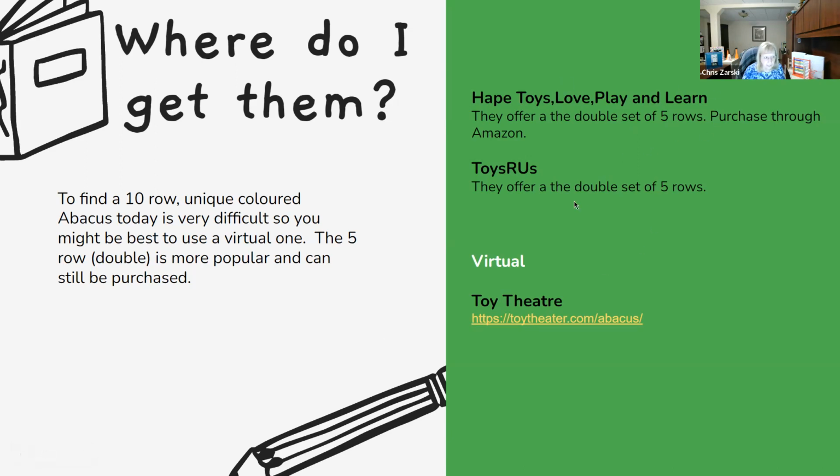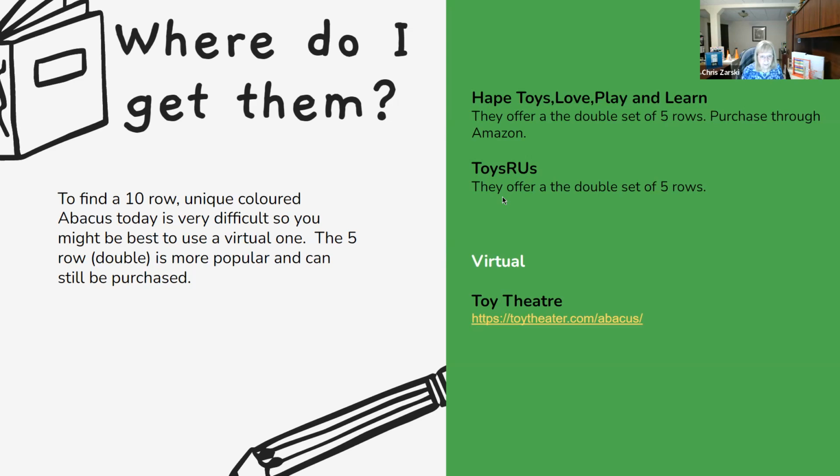I did go through and you can see how our list of places to go for things is really, really slim. Hape Toys Love, Play and Learn, they do have the double set of 5 rows. You can get them on Amazon fairly quickly. But like I said, you can also get them at Toys R Us, and occasionally I have seen them at Walmart, and I can't tell you if it was a double or a single, but I know that they do carry them.